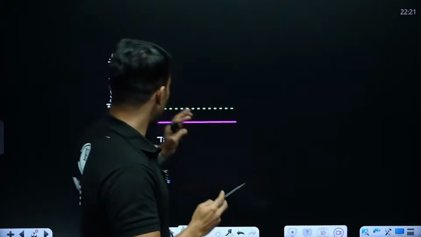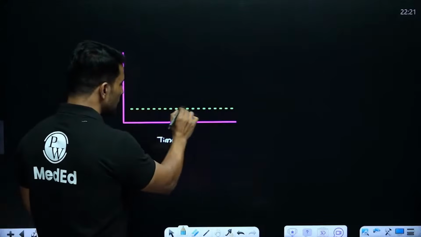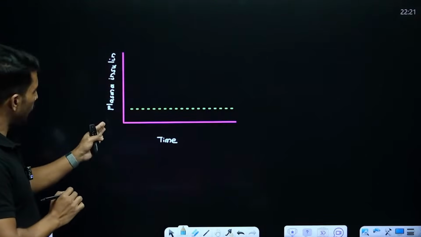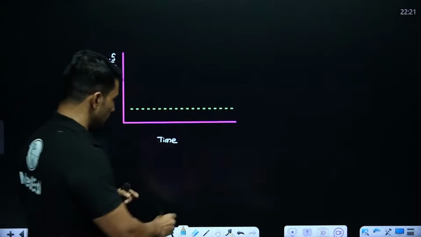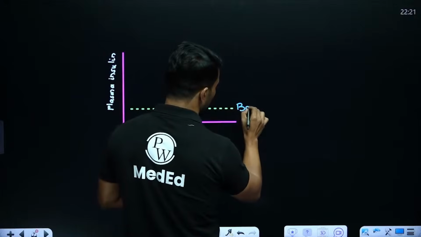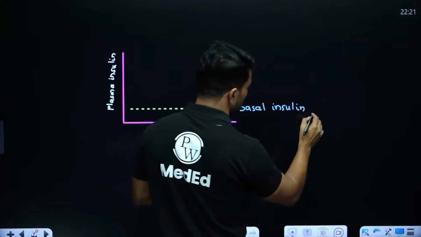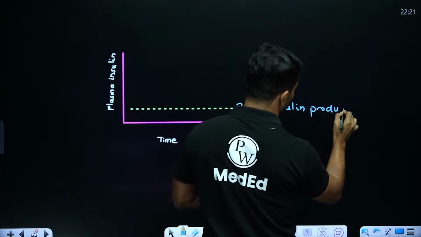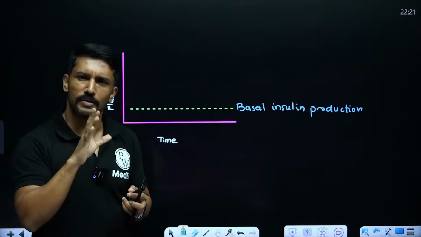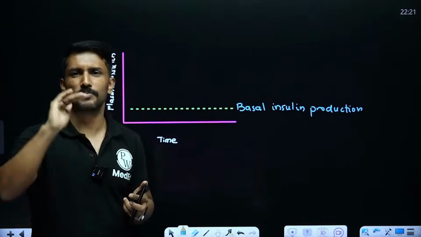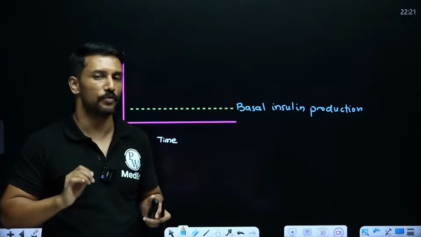So as long as my blood glucose level is 70 milligrams or above, there will be constant production of insulin. If I plot a graph of plasma insulin against time, there will be a constant production of insulin. We will call this basal insulin production. It means beta cells are continuously secreting a little bit of insulin, constantly, as long as blood glucose level is more than 70. Only when it goes below 70 do they completely stop production of insulin.